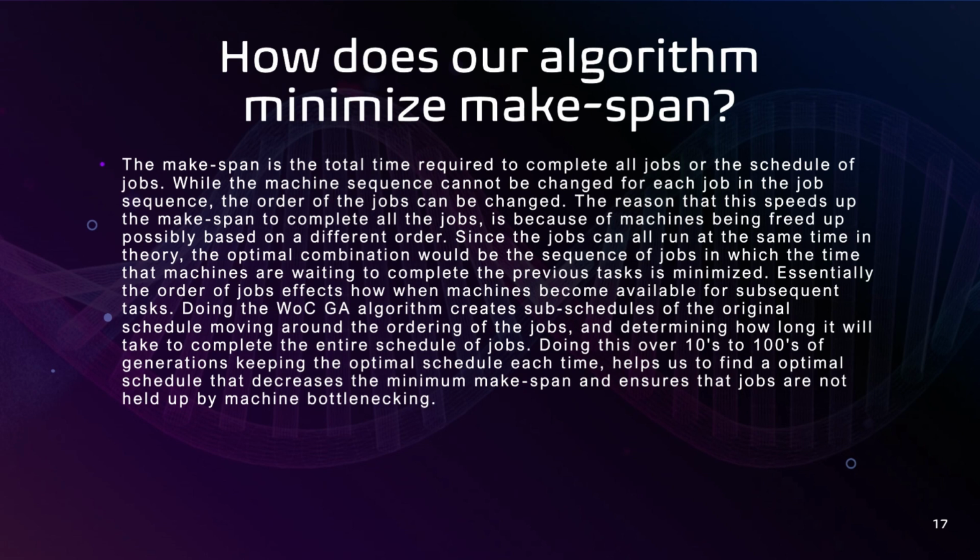the makespan to complete all the jobs is because of machines being freed up, possibly based on a different order. Since the jobs can all run at the same time in theory, the optimal combination will be the sequence of jobs in which the time that machines are waiting to complete the previous task is minimized. Essentially, the order of jobs affects how and when machines become available for subsequent tasks.